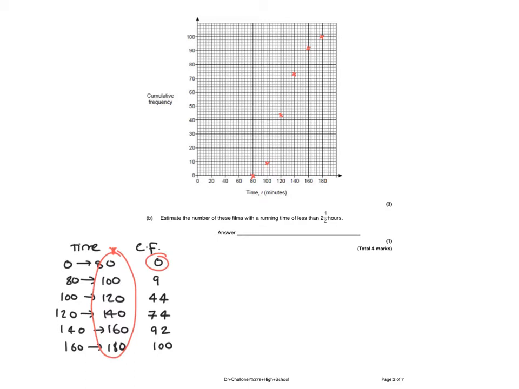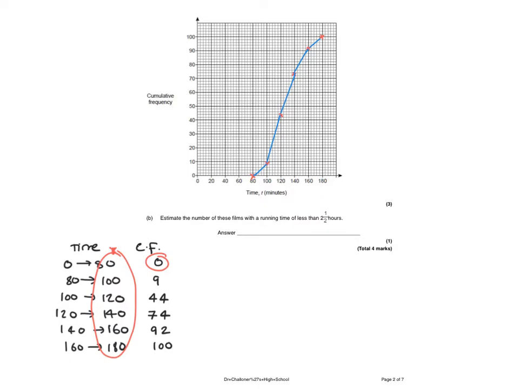And we can then join up the points either with a smooth curve, or remember, you can draw a cumulative frequency graph by joining the points up point to point using a ruler and straight lines. So here we have our graph. Please make sure your sketch is a little bit neater than mine.